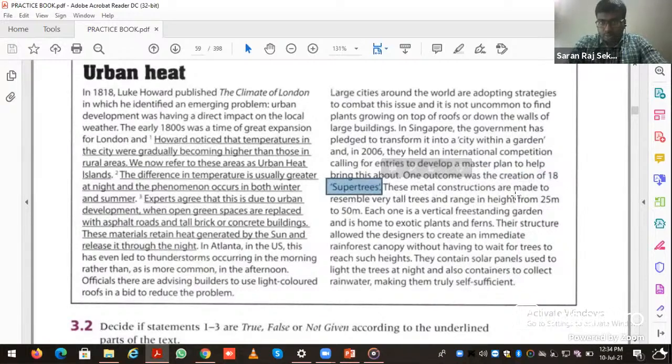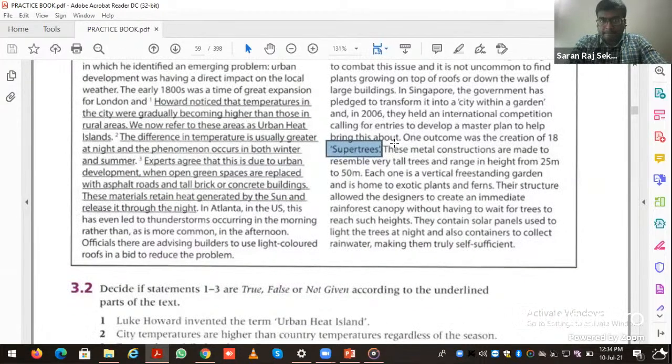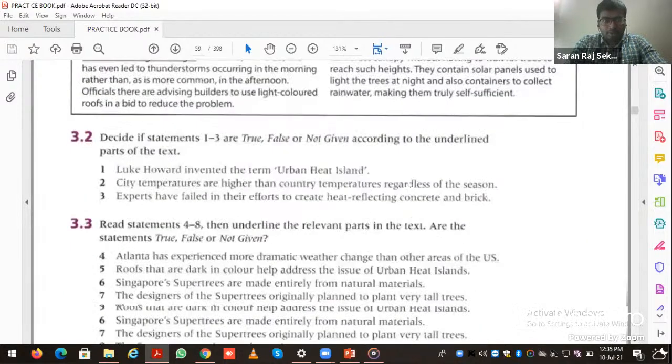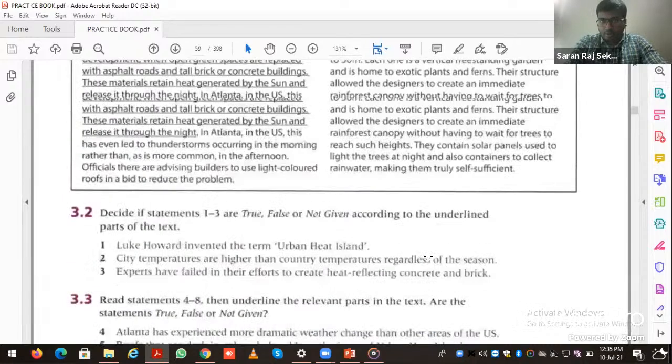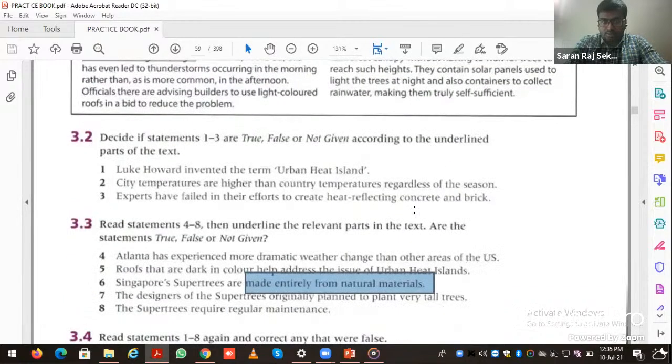These metal constructions are made to resemble very tall trees and range in height between. So here they are describing what super trees are: metal constructions. But what does the question say? Made entirely from natural materials. Again it is contradicting, because these are metal constructions, and the question says entirely natural materials. The answer is false.